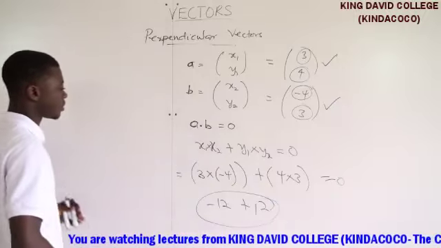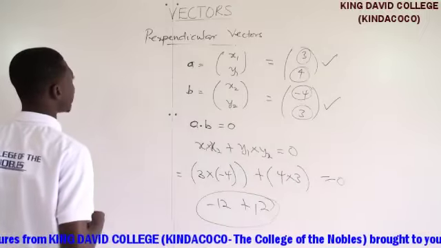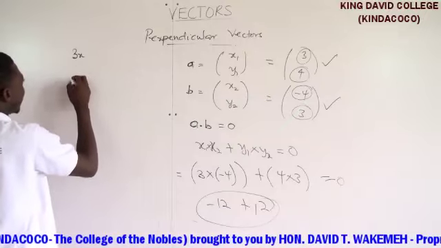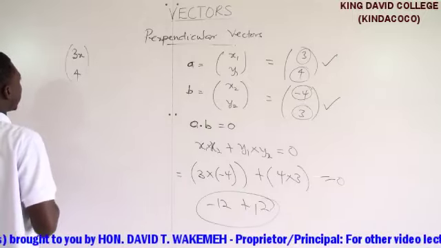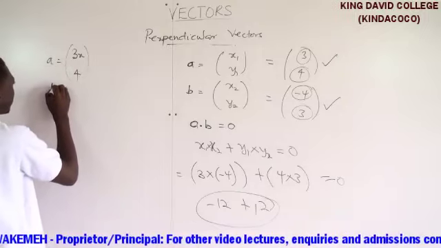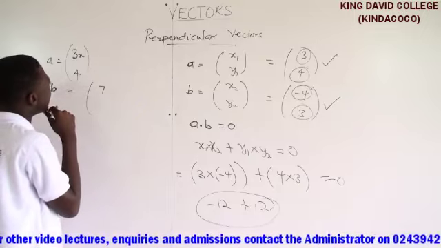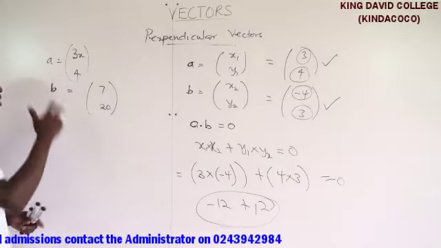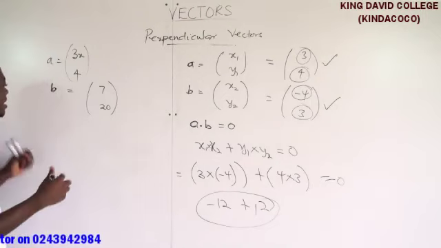Okay, so then let's say the same idea. I give you 3x and then 4, right? That's vector A. Vector A is this, and then vector B is 7 and then 20. So we have these two situations. Then I ask you to find the value of x.